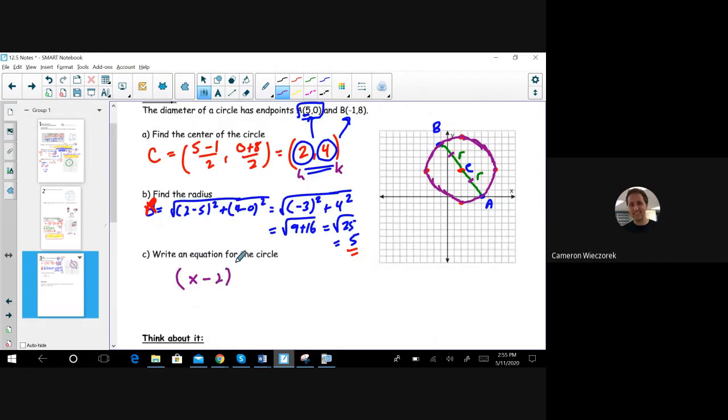Get x minus 2 squared plus y minus 4 squared equals, what should I put there? Not 5, I should put 5 squared. R squared is 25. That's it.